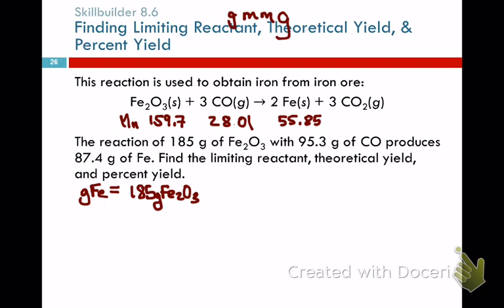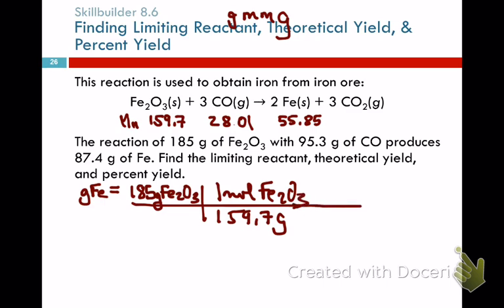So 159.7 grams for every 1 mole of Fe2O3. And what's my mole ratio? Because I'm going to iron, right? It's here, right? 2 irons for every 1 Fe2O3.